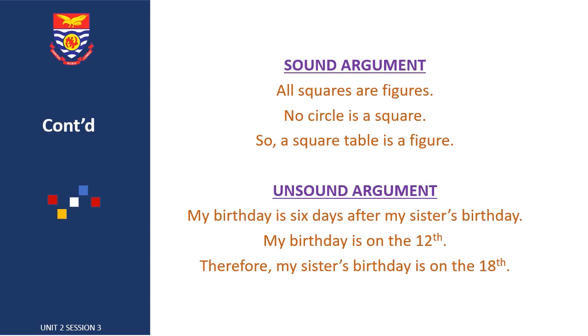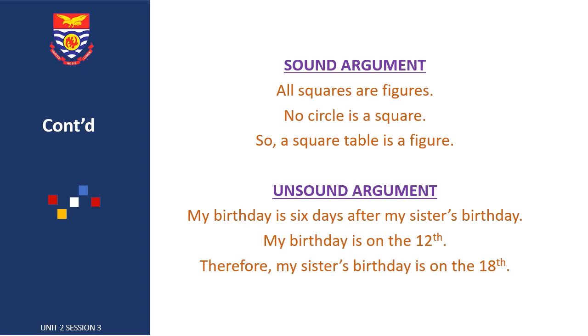So let's look at the first one. All squares are figures. It is true that all squares are figures. No circle is a square. It is true that no circle is a square. And the conclusion says, so a square table is a figure. And of course, in real life, a square table is a figure. So this argument is considered a sound argument.